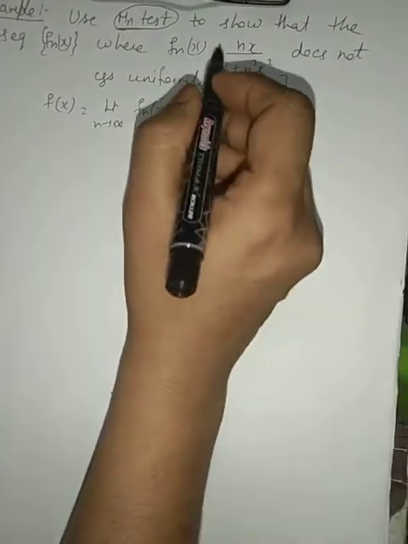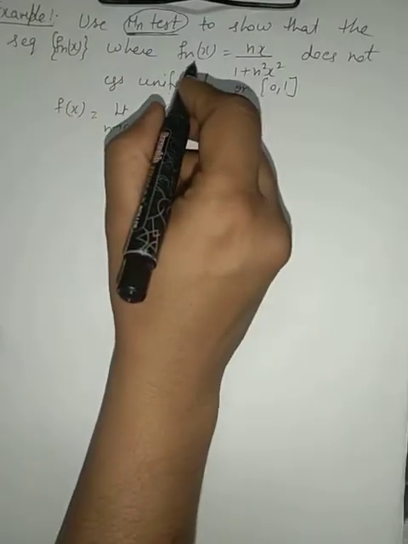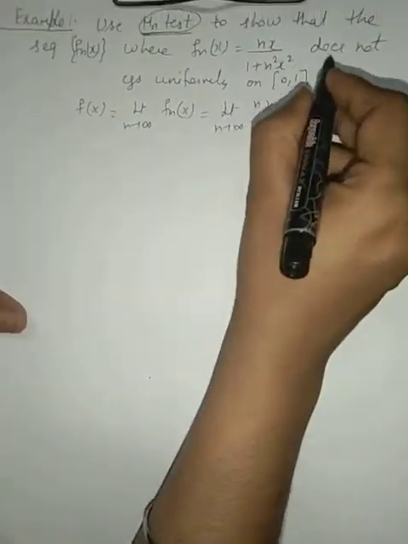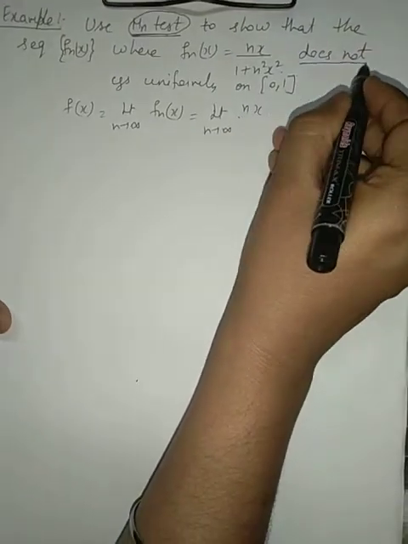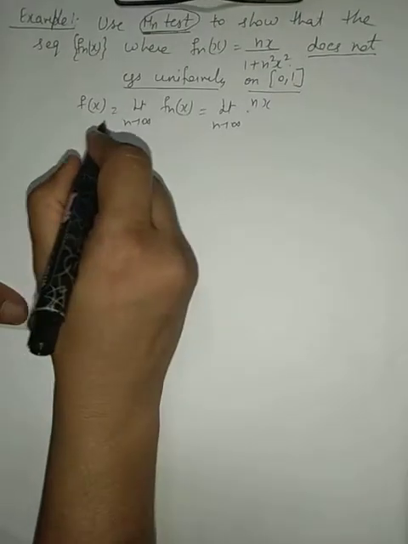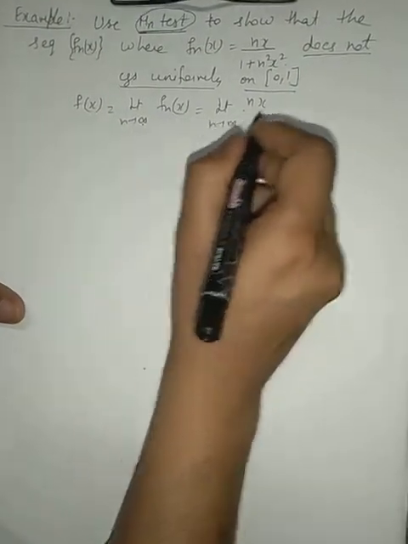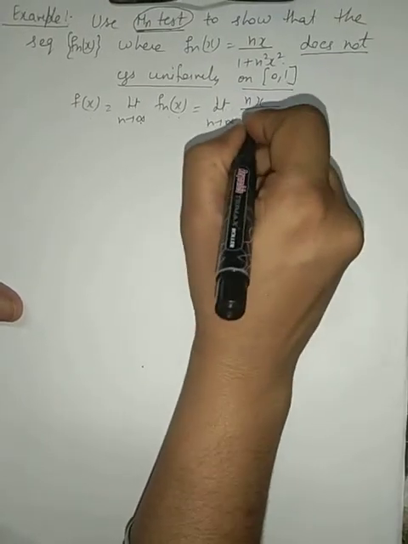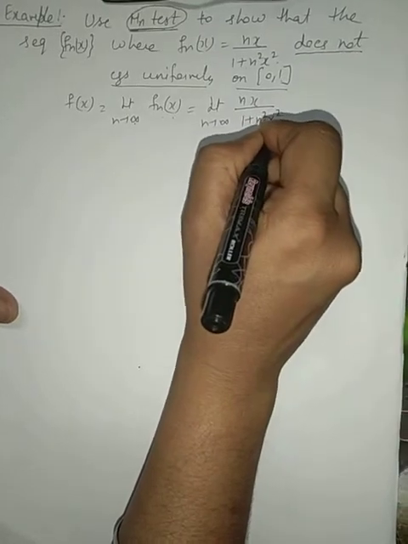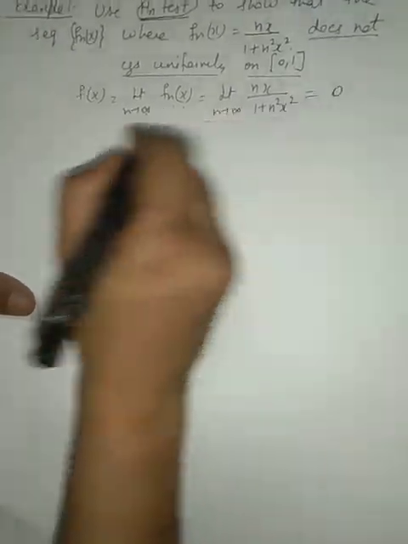Second question: how to find the uniform convergence by using the Mn test. In this case, fn(x) is nx upon 1 plus n square x square. We have to test that the sequence does not converge uniformly on [0, 1]. f(x) is the limit as n approaches infinity of fn(x), that is equal to the limit as n approaches infinity of nx upon 1 plus n square x square. So when you solve this, you will get the value 0.